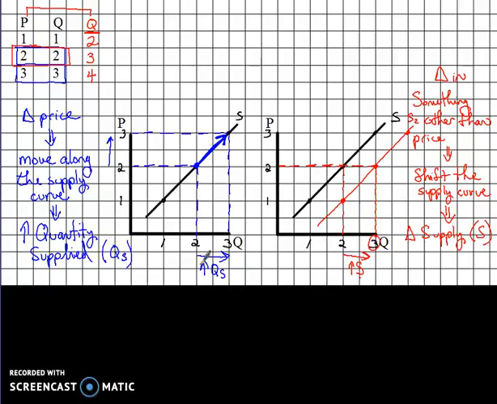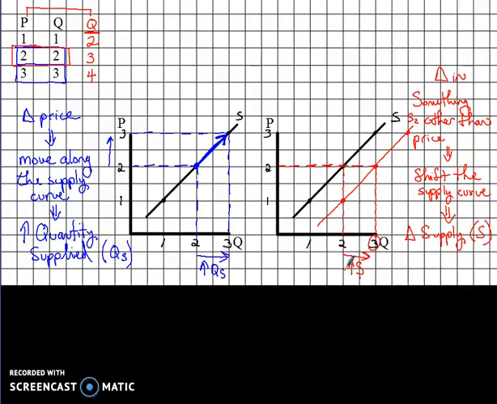On the other side, whenever the price doesn't change, the price stayed the same, it didn't move. What did move was the curve. So whenever the price doesn't move, but the curve does, you get a shift in the curve, that's going to be called a change in supply. So those three things are going to go together. Price doesn't change, shift the curve, change in supply. Those things are always going to go together.